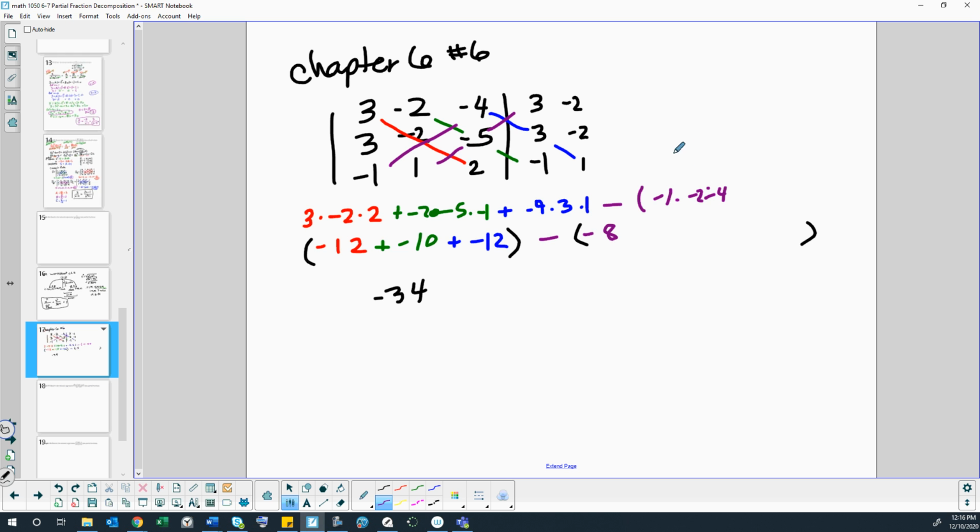So 1 times negative 5 times 3. Why does it keep doing that? It keeps blending my strokes together. Can't even read what I just wrote. Okay, 1 times negative 5 times 3. So that's a negative 15.